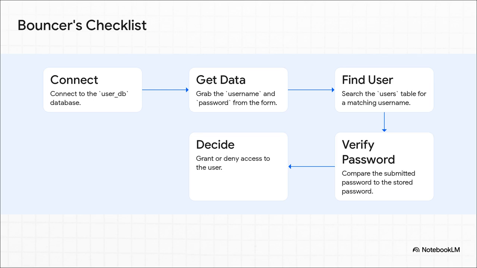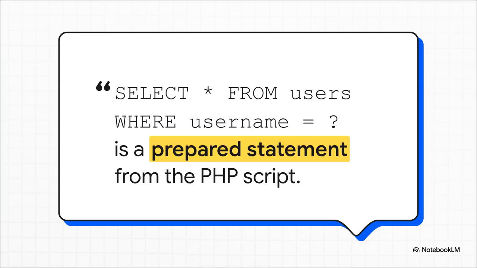First, they get on the radio to the back office to pull up the guest list. That's them connecting to the database. Then, they read the username and password from the ID card they were just handed. Next, they scan the entire guest list looking for that exact username. If they find it, they move on to verifying the password. And only after all of that do they make the final call. You're in, or sorry, not tonight. So this bit of code here, this is literally our bouncer talking to the database.